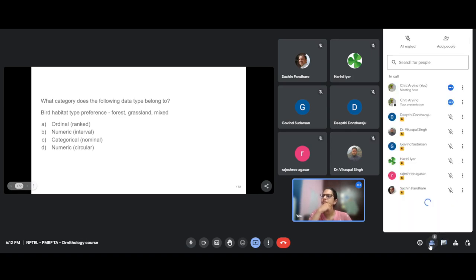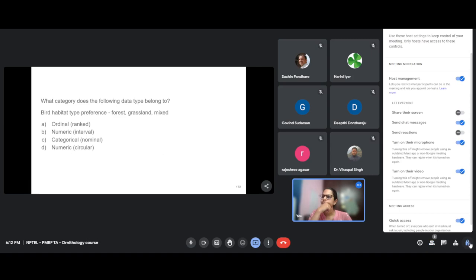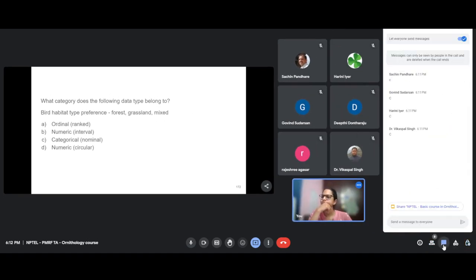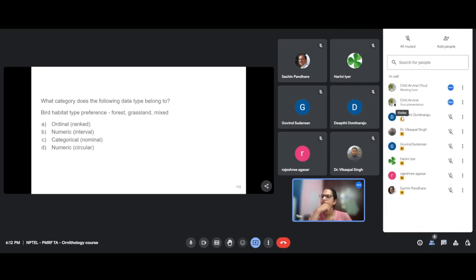How many people are here? Mm, what about Deepti and Rajeshri? What do you feel?